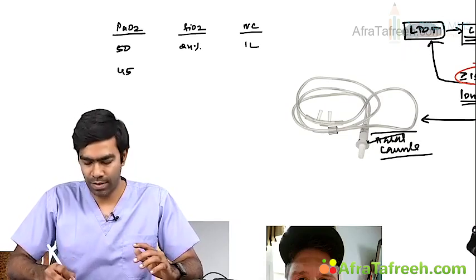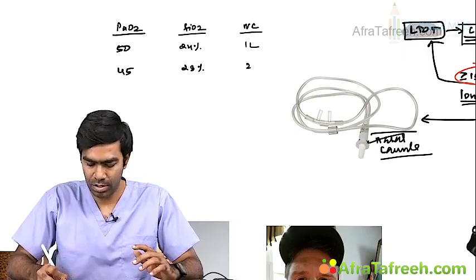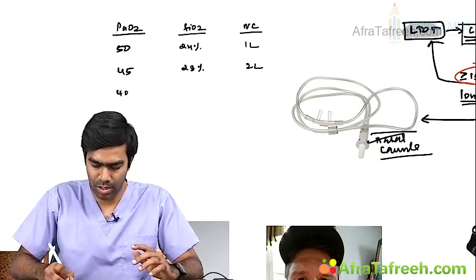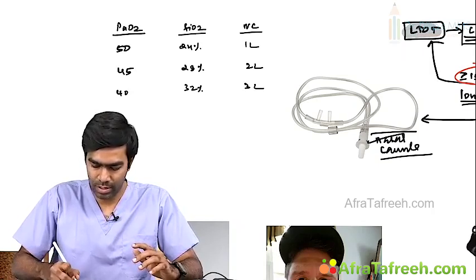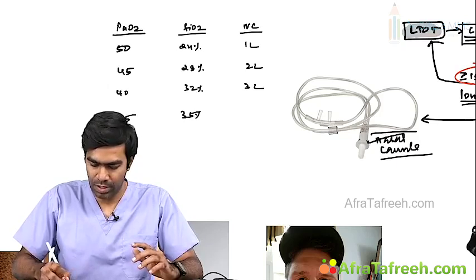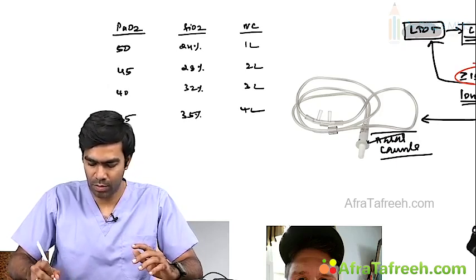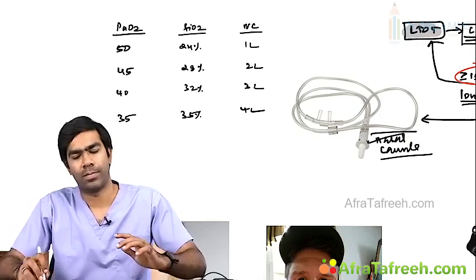Starting PaO2 is 45, 28%, 2 liters. Starting PaO2 40, 32%, 3 liters. Starting PaO2 35, FiO2 35%, and 4 liters in the nasal cannula. Clear? So these are the various settings in the nasal cannula to start with. So this is how we start with the LTOT, long-term oxygen therapy.